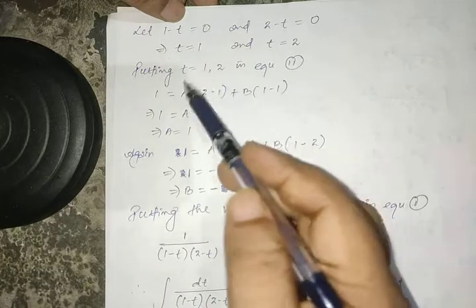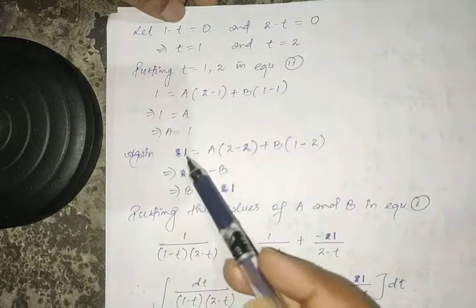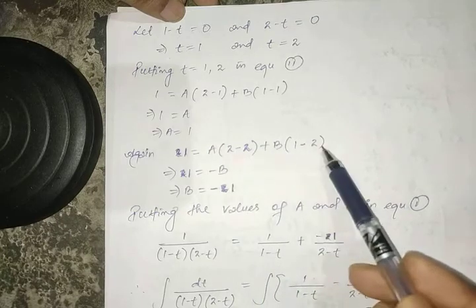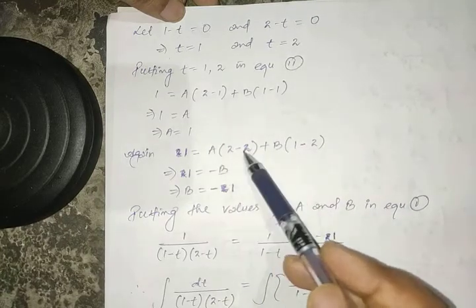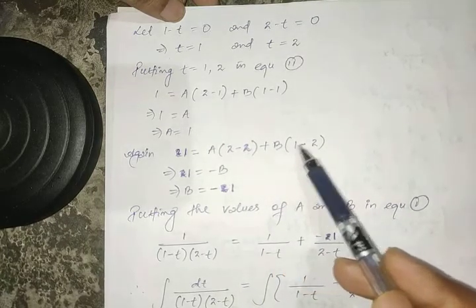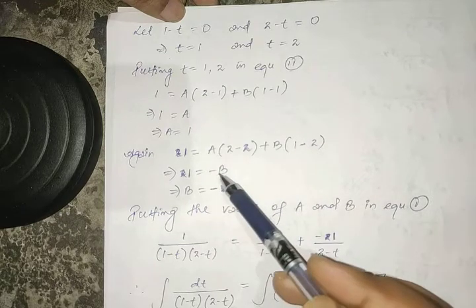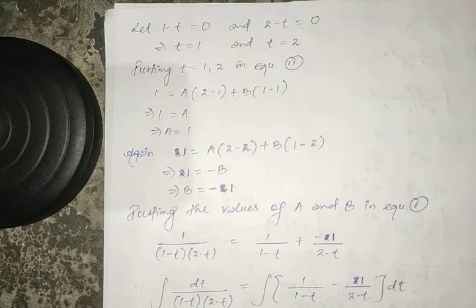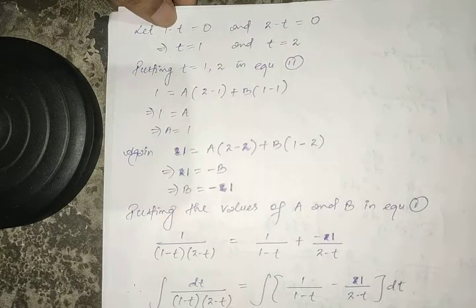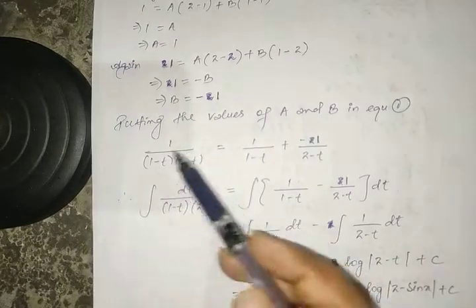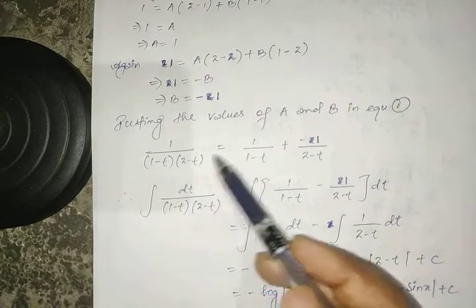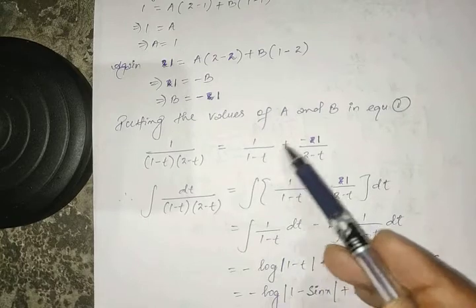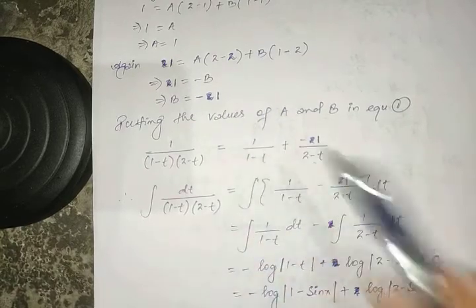Now let us put t equal to 2 in equation 2. So we'll get 1 equal to a into 2 minus 2 plus b into 1 minus 2. So from here this part will be 0, and what is remaining? 1 minus 2 is minus 1. That means 1 equal to minus b, or b equal to minus 1. So I got the values of a and b. Now we'll put this in equation 1. So therefore 1 by 1 minus t into 2 minus t equal to, it was a by 1 minus t, so a we got 1, plus b by 2 minus t, and b we got minus 1.